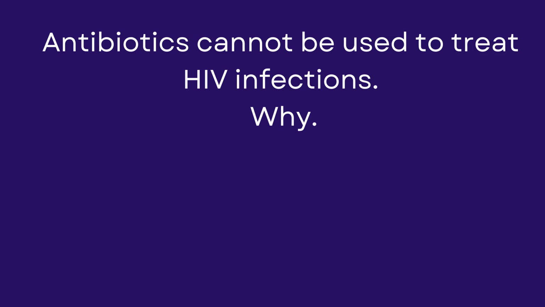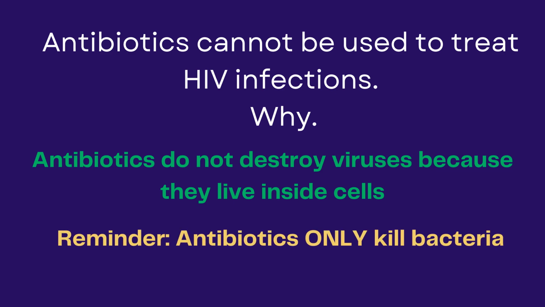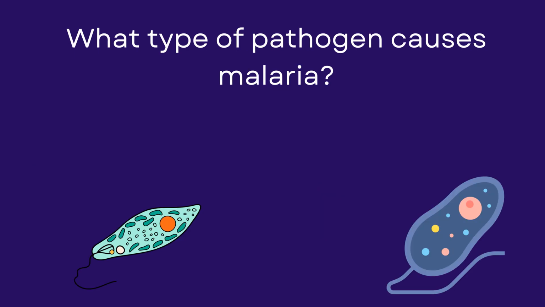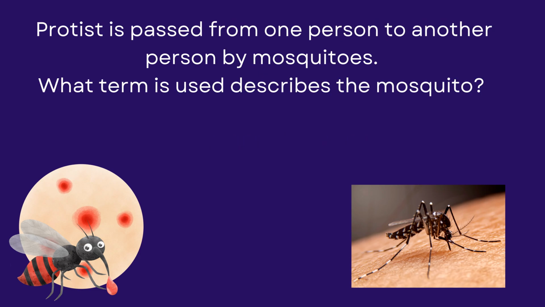Antibiotics cannot be used to treat HIV infections. Why? Antibiotics do not destroy viruses because they live inside cells. Reminder, antibiotics only kill bacteria. What type of pathogen causes malaria? Very good, Protist. How is the malaria pathogen transferred to humans? By mosquito bites. Protist is passed from one person to another person by mosquitoes.